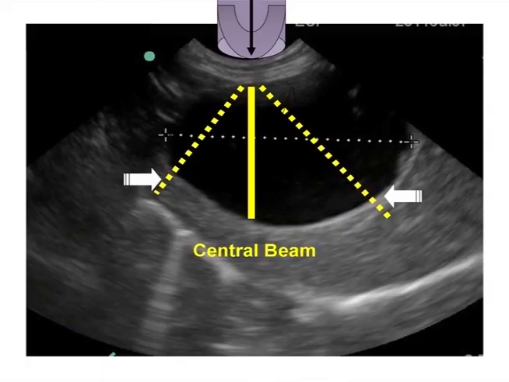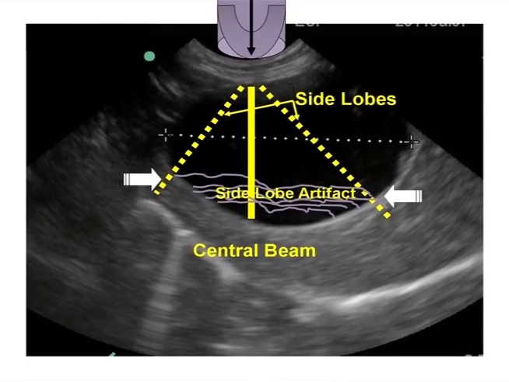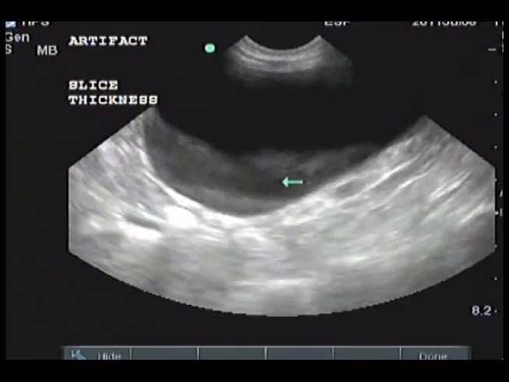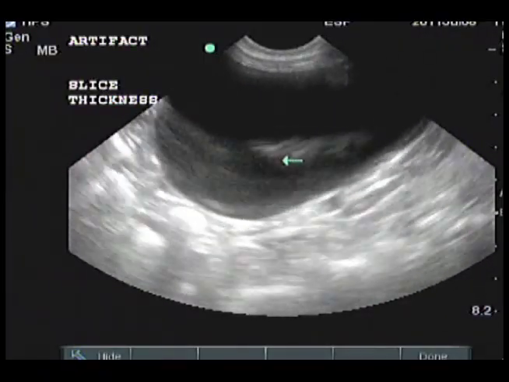But in an anechoic structure like the gallbladder, the ultrasound machine assumes that weaker return from the side lobes is coming from an equivalent location on the central beam. In the example depicted, part of each side lobe is not in the gallbladder. The weak side lobe return from part of the gallbladder wall and liver is mistakenly shown as being in the gallbladder. This may be called side lobe artifact or slice thickness artifact.